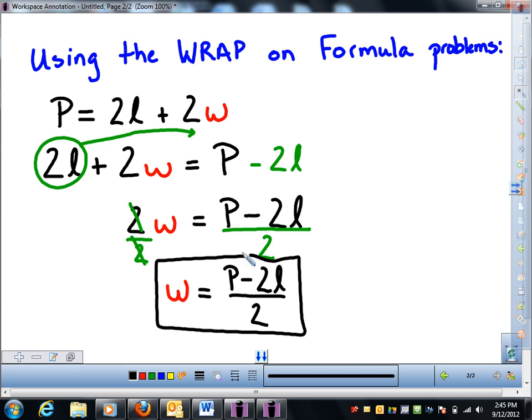In this case, by the way, just so we know, this is the formula for perimeter equals 2 times the length plus 2 times the width in a rectangle. So if I wanted to find the width, I take the perimeter minus 2 times the length and divide that amount by 2, and that'll take us to my answer.